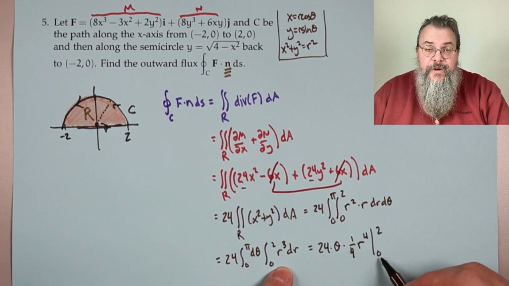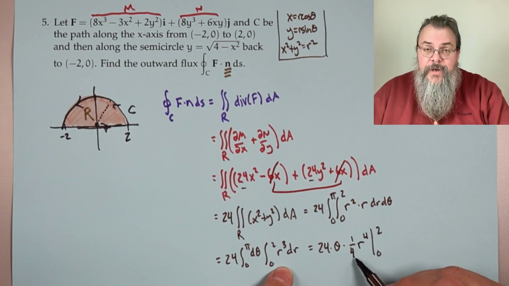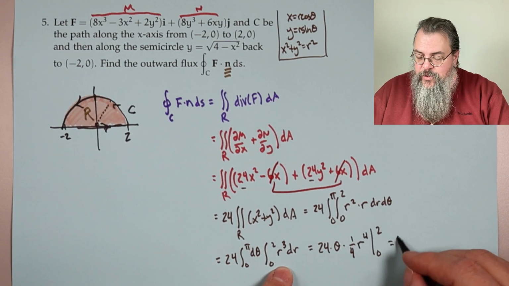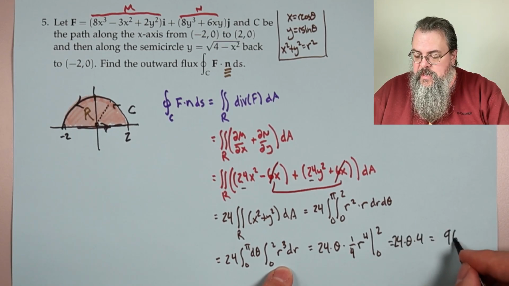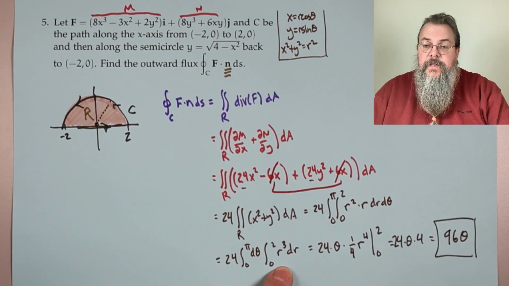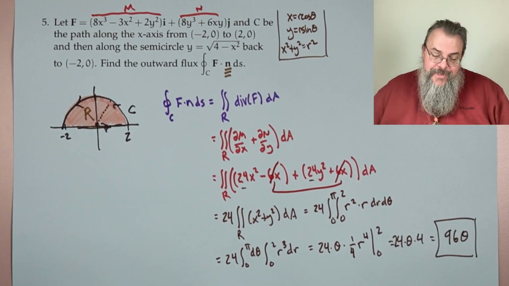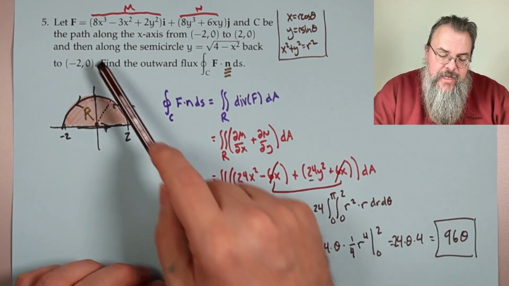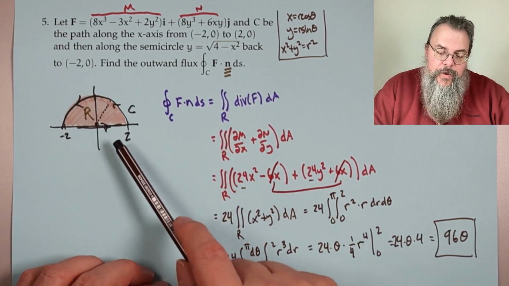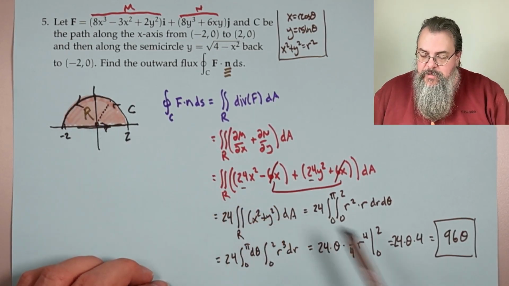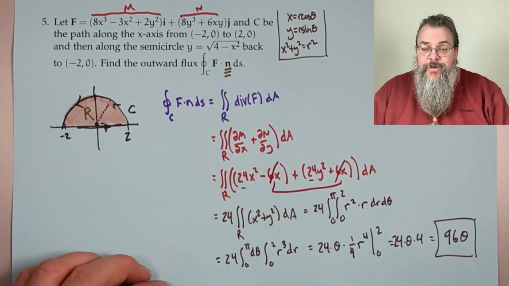Well, plug in 0, you get 0. Plug in 2, 2 to the 4th is 16. 16 divided by 4 is 4. So this is 24 times theta times 4, or 96 theta, because 24 times 4 is 96. And there we go. That's the flux. So in other words, if you thought of this F as modeling a flow, we have an outflow, actually quite a bit flowing out. So, okay, there's a lot flowing out of this region.